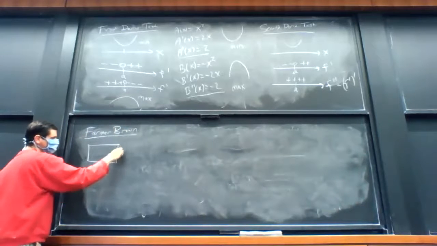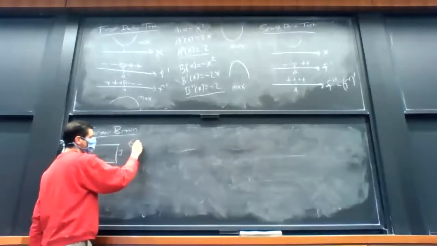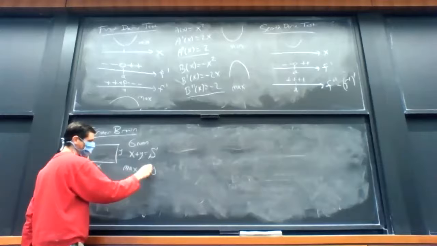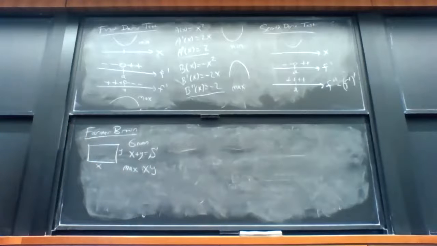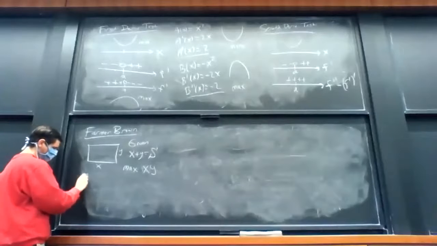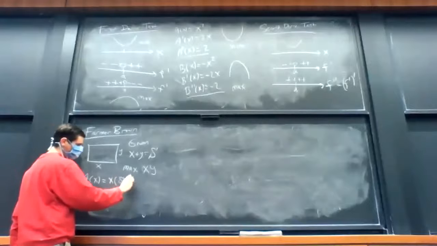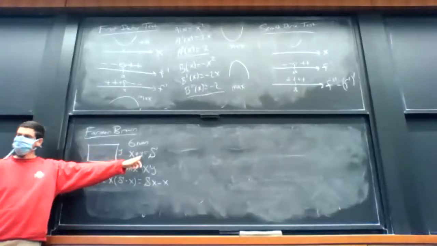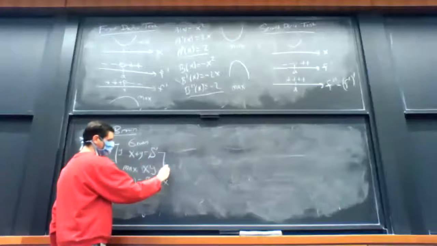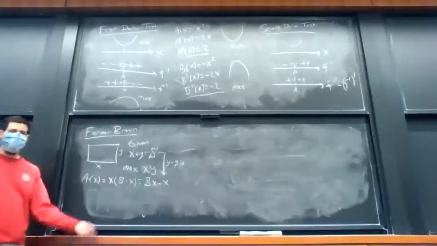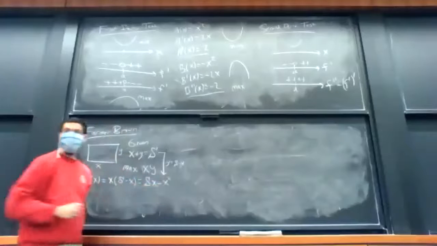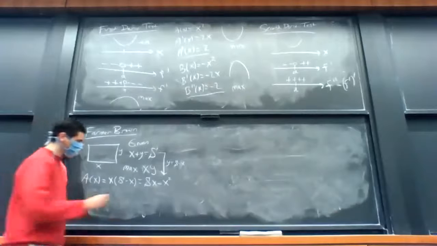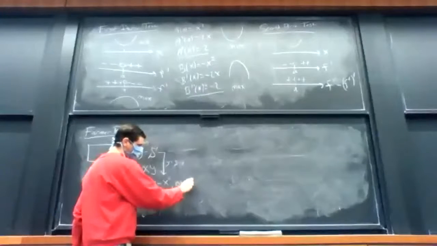Farmer Brown considers only rectangles. You're given x plus y equals f, the semi-perimeter, and you want to maximize the area of the rectangle. It's not too bad to do this directly. You could say A of x is x times (f minus x), because if x plus y equals f, we can solve for y in terms of x, so y is f minus x. What is the range of possible x? Zero less than or equal to x less than or equal to f.